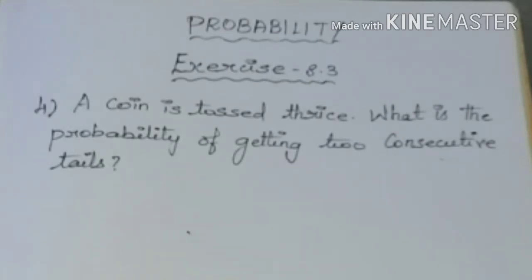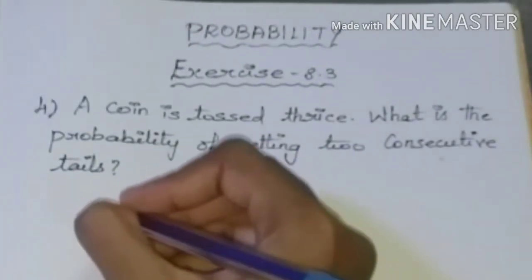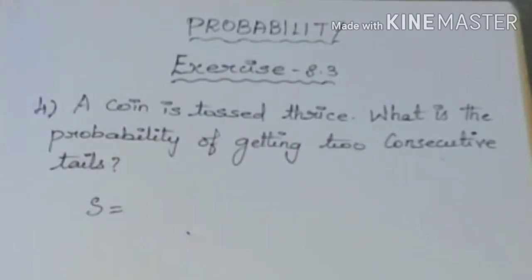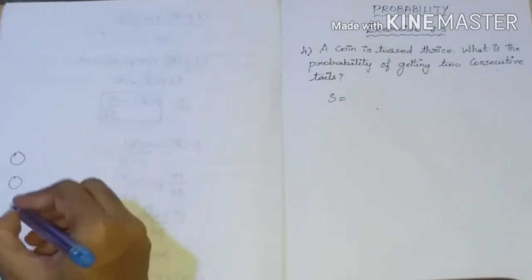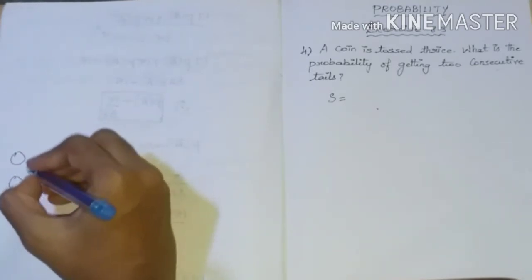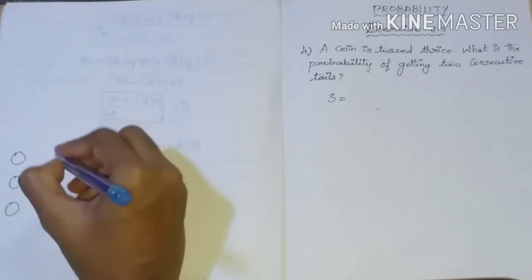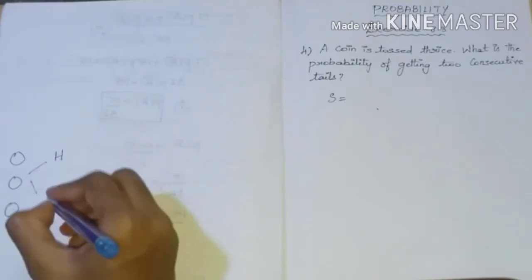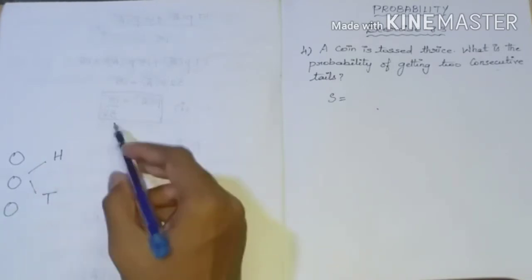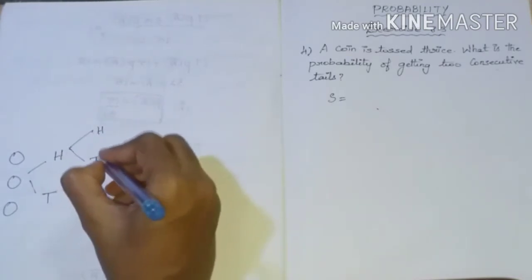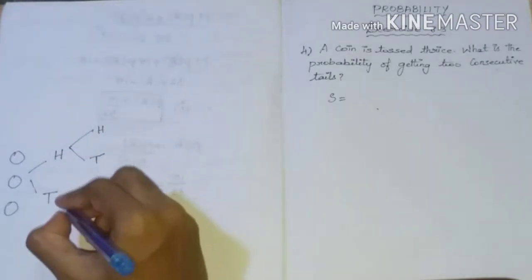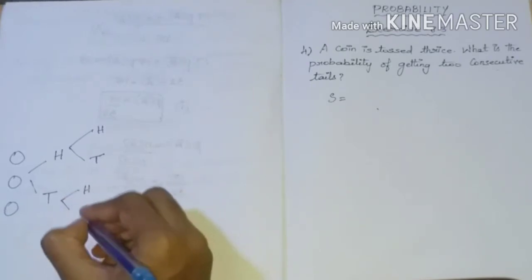So, first, we have the sample space. Sample space S is equal to, so we have 3 coins tossed. Let us use a tree diagram for the 3 coins. So we toss 3 coins. In the first case, we get one head and one tail. Again from the head, we get another branch, one head and one tail. Again from this tail, we get one head and one tail.